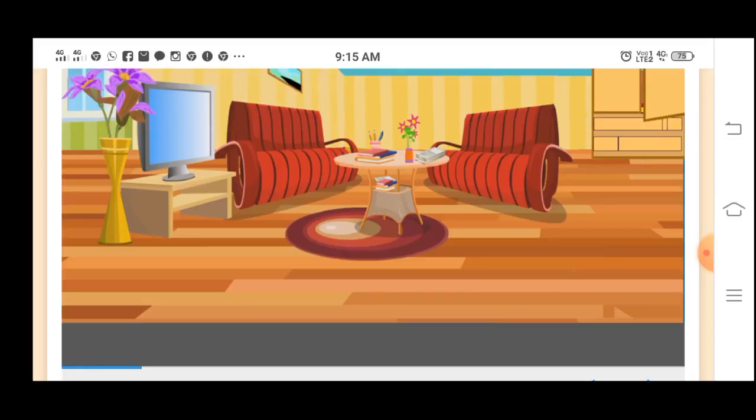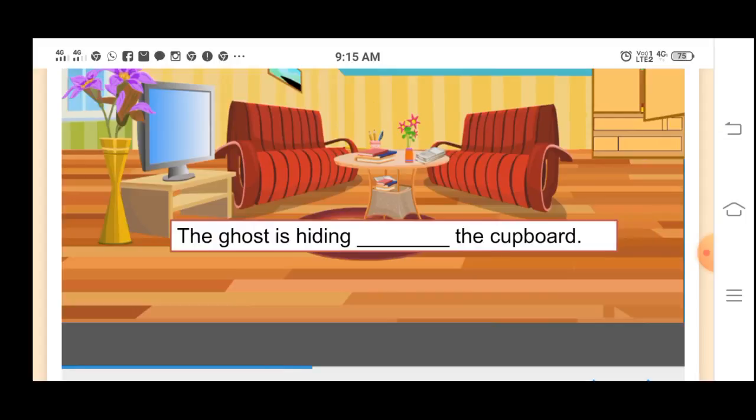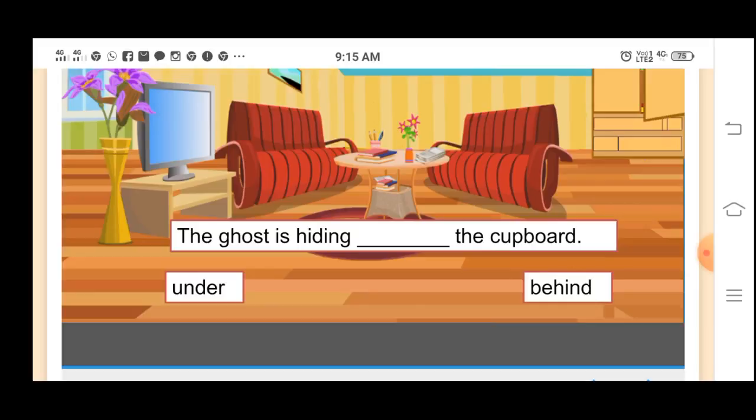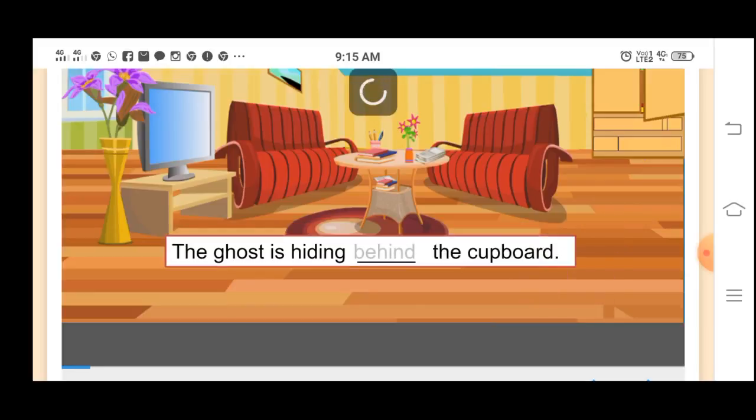Solve the second one. The ghost is hiding, dash the cupboard. Fill in the correct preposition. Is it under or behind? Yes, it is the right answer. The ghost is hiding behind the cupboard. The second ghost also leaves the house.